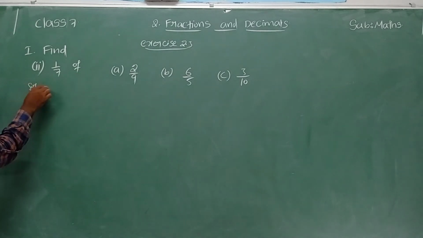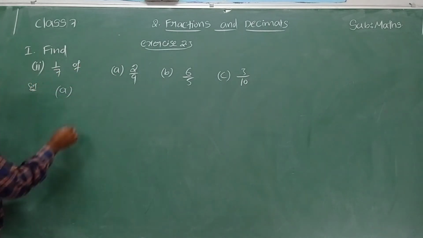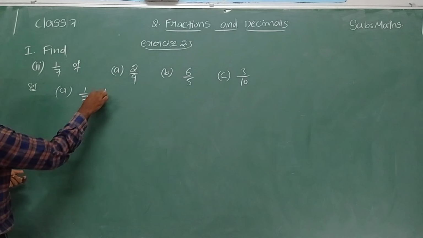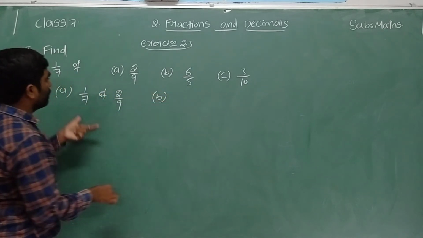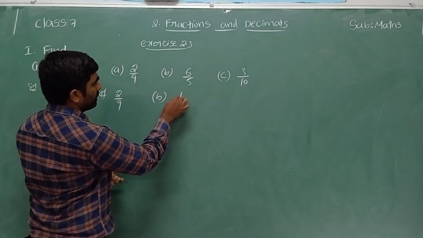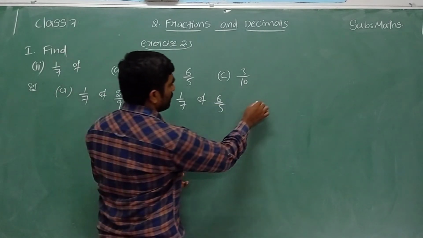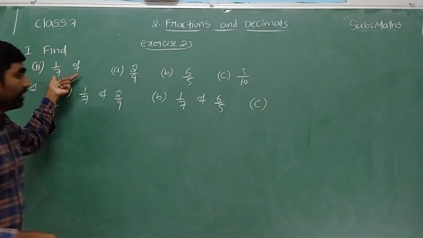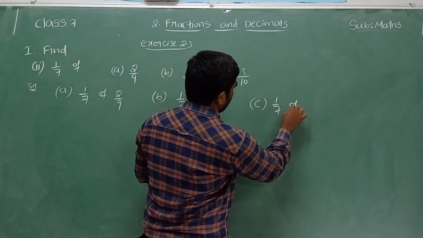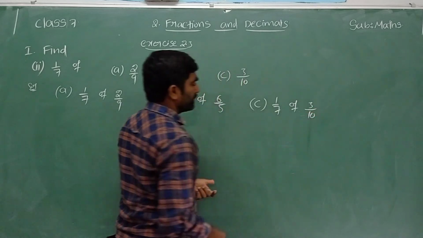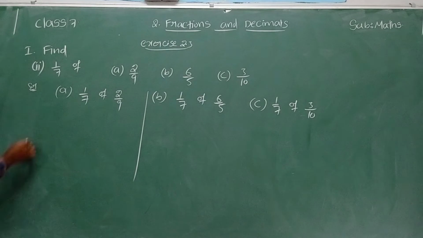Let's see the solution now. First, A1, we have to find 1 by 7 of 2 by 9. B1, we have to find 1 by 7 of 6 by 5. And the last one, C1, we have to find the value of 1 by 7 of 3 by 10. 'Of' represents multiplication. Let's simplify. Solution.